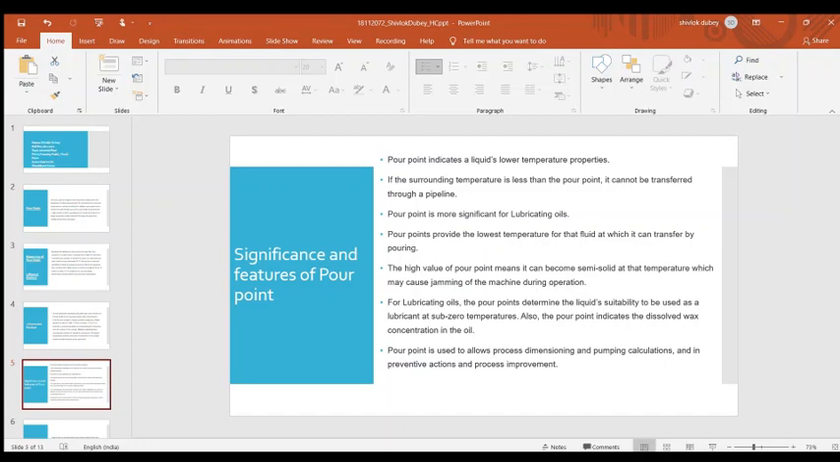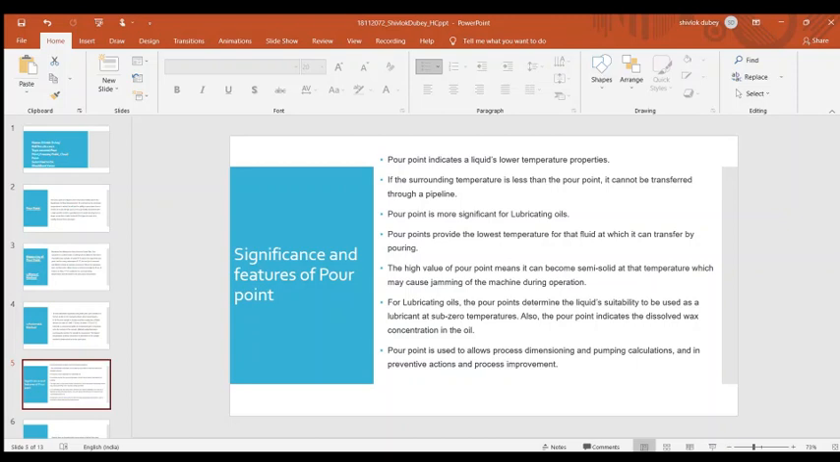So let's discuss the significance of pour point. Pour point indicates a liquid's lower temperature properties. If the surrounding temperature is less than the pour point, it cannot be transferred through a pipeline. Pour point is more significant for lubricating oils. Pour point provides the lowest temperature for that fluid at which it can be transferred by pouring.